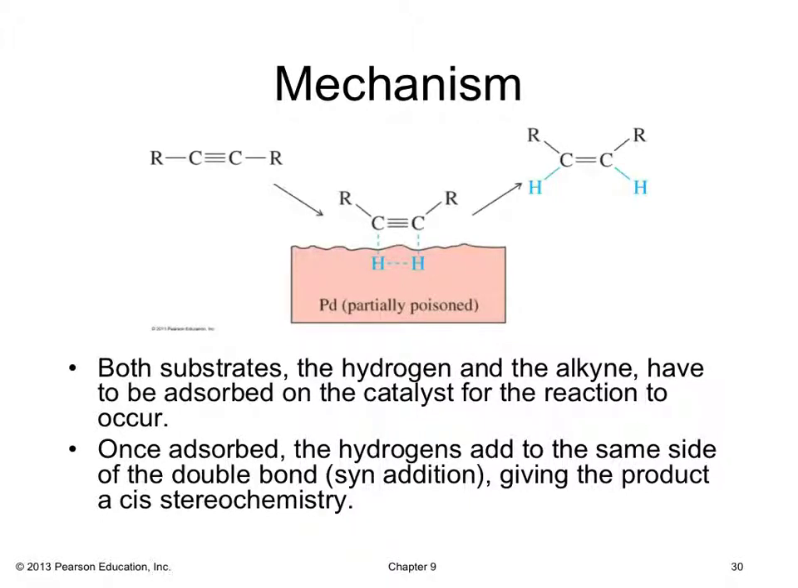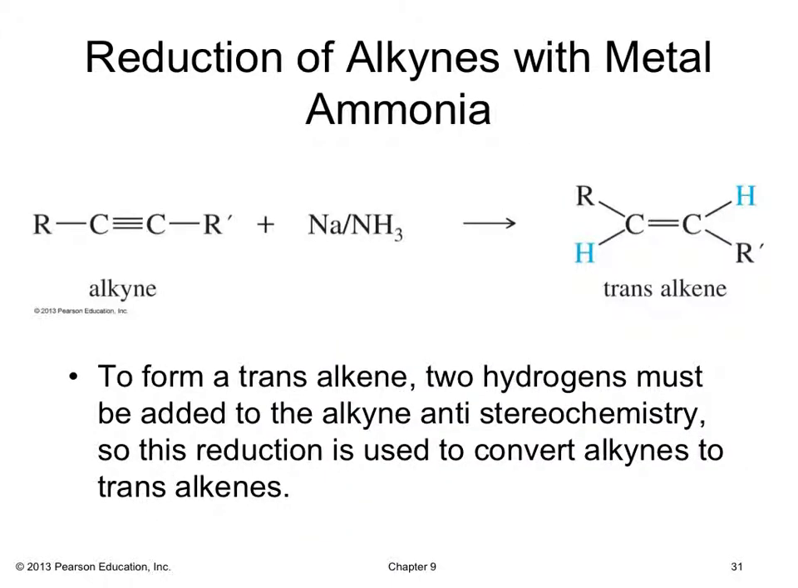So last time, chapter 9, part 1, we left here, so we're going to move on. Another way to reduce triple bonds is through reduction of alkynes with metal ammonia. Shown here, metal being sodium and ammonia. In the presence of an alkyne, you can generate the trans alkene, shown here. So to form the trans alkene, 2 hydrogens must be added to the alkyne in this anti-stereochemistry. So its reduction is used to convert alkynes into trans alkenes.